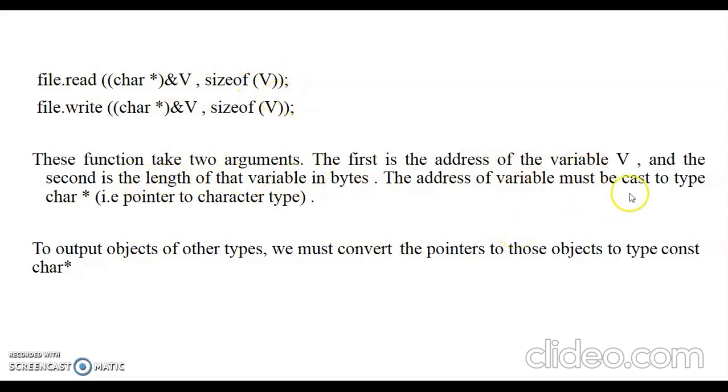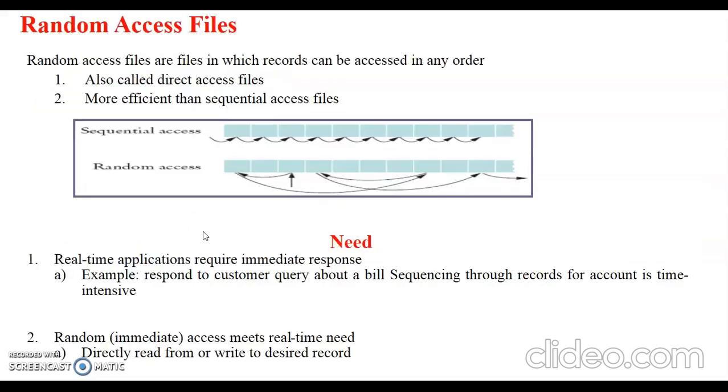The address of the variable must be cast to type character pointer, because, as I already told you, it saves everything character by character. Then the second argument gives the size of that variable, that is, how many bytes are reserved for one value. For objects of other types, we must convert the pointer to those objects to type const char pointer. So whatever the type, first we convert it into a character pointer and then we give its size.